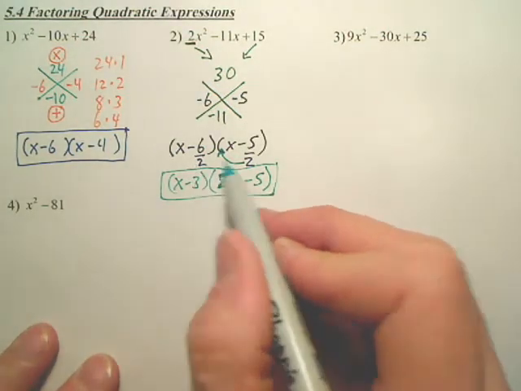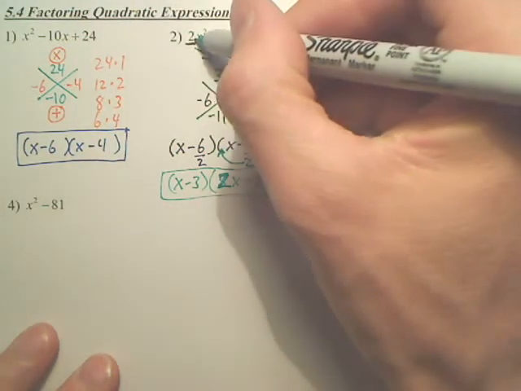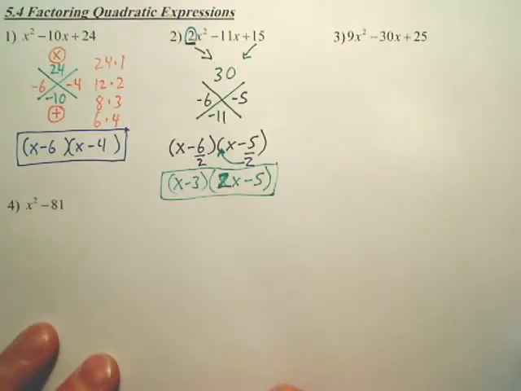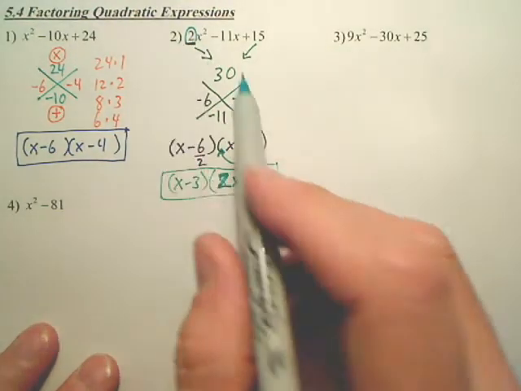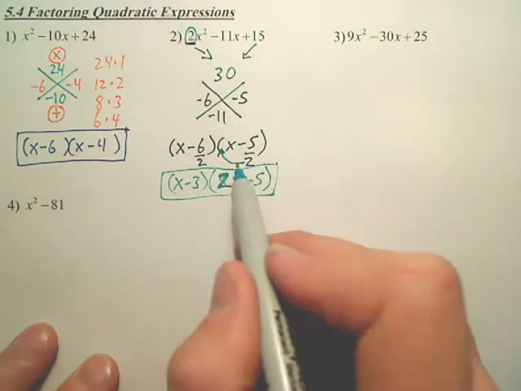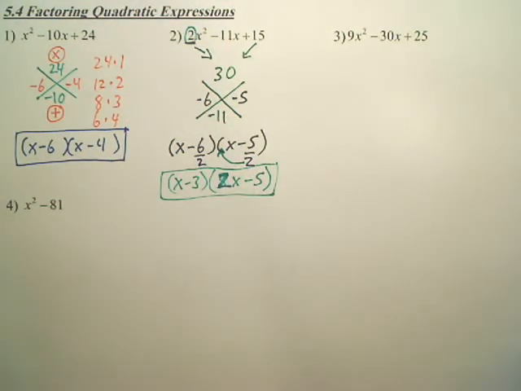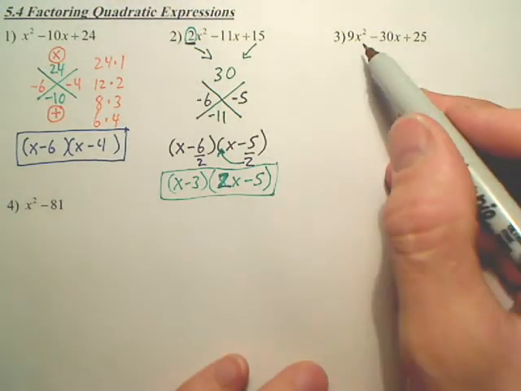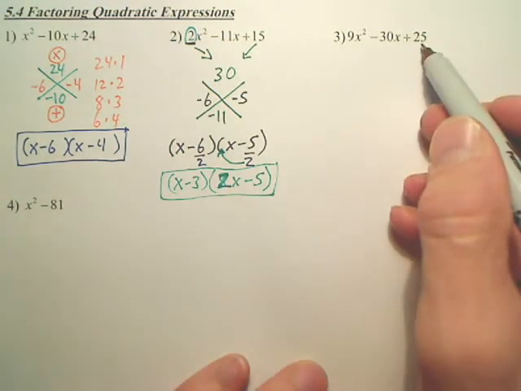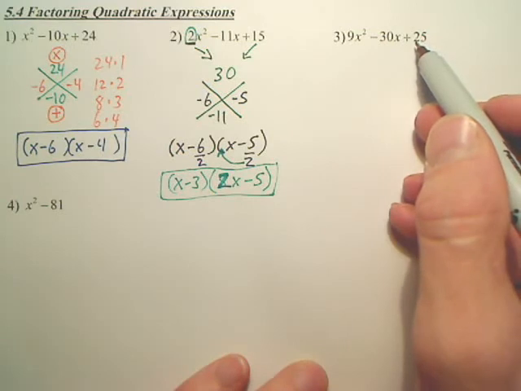The reason? You take the bottom pieces and move them up. When do you do this division bottoms up thing? Whenever there's a number in front. If there's ever a coefficient on the x squared, you have to divide it back out at the end. Okay, number 3. You probably don't want to multiply 9 times 25. You're going to get a really big number.